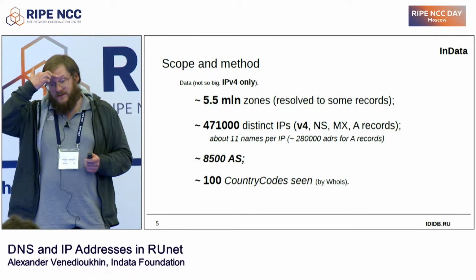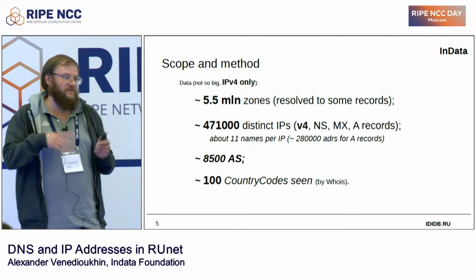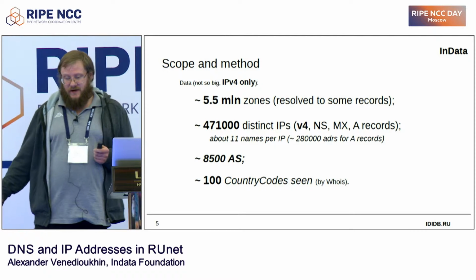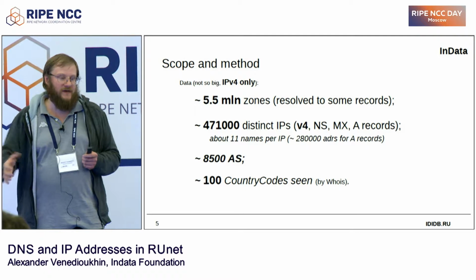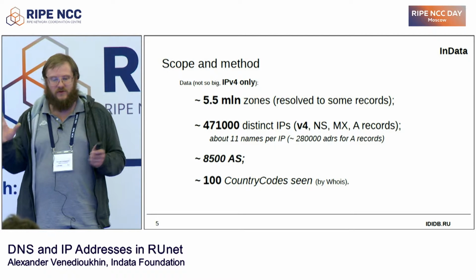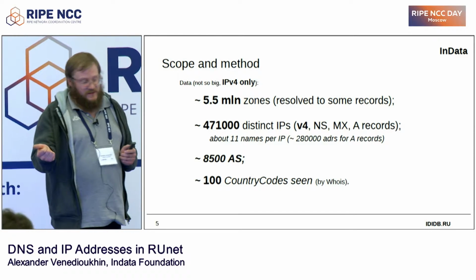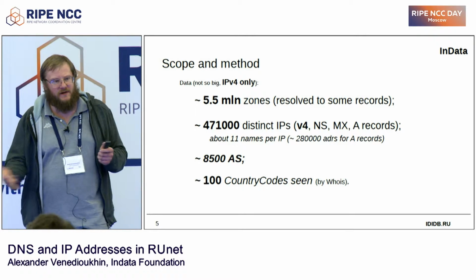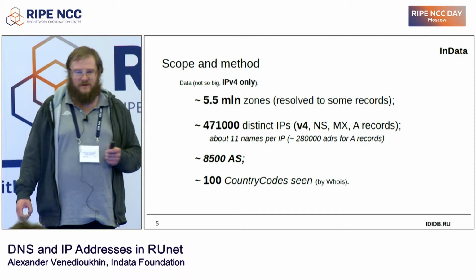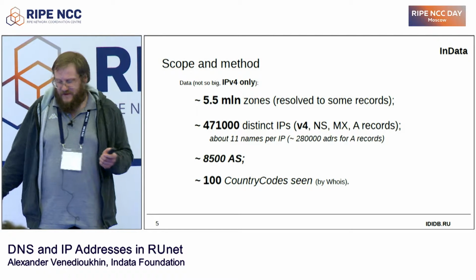What input data do we have? Well, we start with about 5.5 million zones from .ru, .su, and .rf that are resolved somehow. That is to say, we managed to identify at least NSs within those zones. We also have 471,000 distinct IPs, or unique IPs. That's not hosting, that's all IPs, including IPs of NSs, IPs of MXs, and hosting too. When I say hosting, I predominantly mean A records. A records per se account for about 280,000 records, or IPs. Usually, a lot of websites are connected to the same IPs, a regular practice with hostings, and that's how we arrive at 11 names per IP.